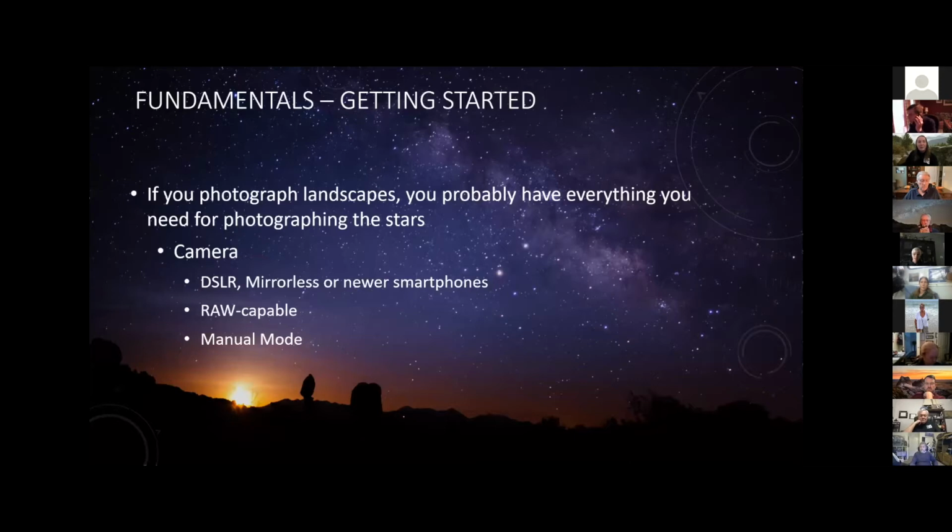The cameras that you have, DSLR, mirrorless, and the newer smartphones can all take night sky photography. The bar is really at 6400 ISO. Anything lower than that can be even more challenging. It needs to have capability of shooting in RAW, and shooting in manual mode. You will not use any auto functions at all while you're shooting in the night skies.